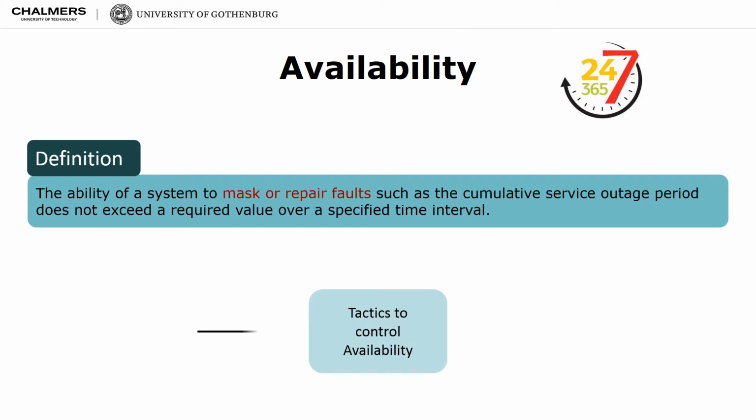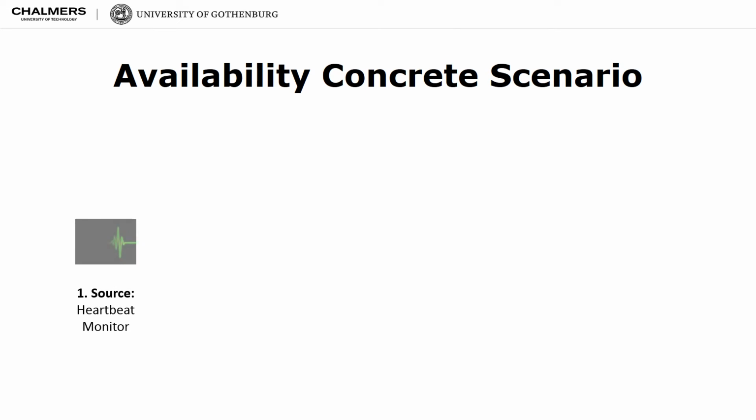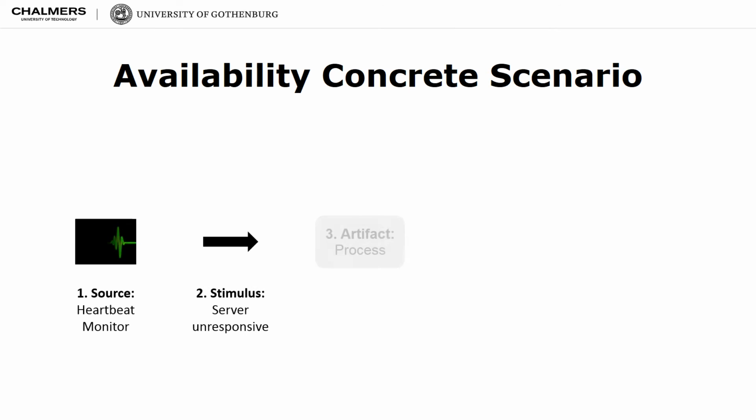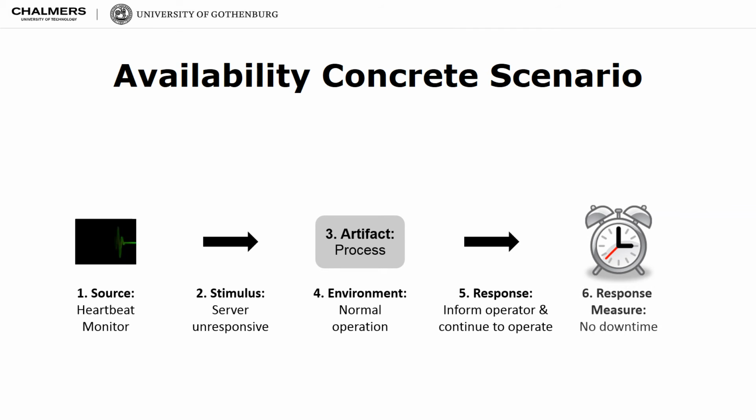Availability tactics are designed to enable a system to endure system faults such that a service being delivered by the system remains compliant with its specification. When a fault occurs, availability tactics keep faults from becoming failures, or at least bound the effects of the fault and make repair possible. The figure on the slide shows a concrete availability scenario. The heartbeat monitor determines that the server is non-responsive during normal operations. The system informs the operator and continues to operate with no downtime.